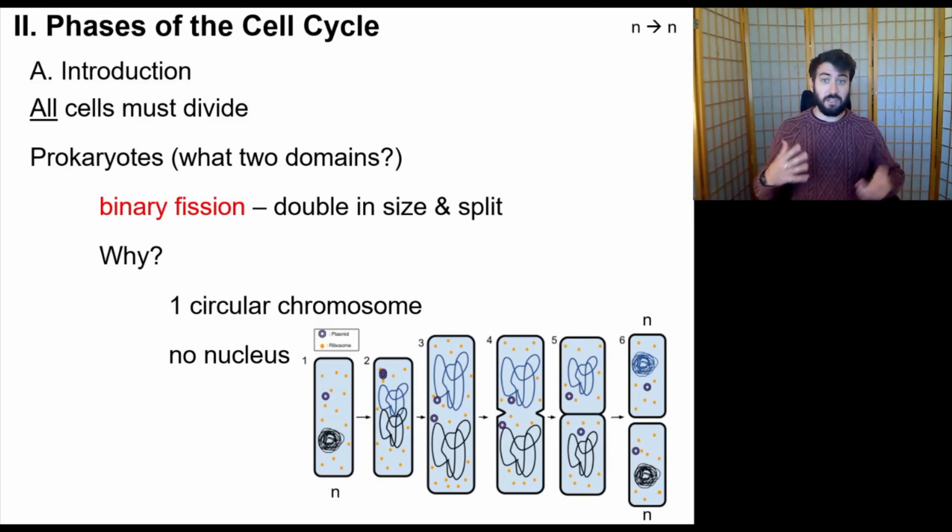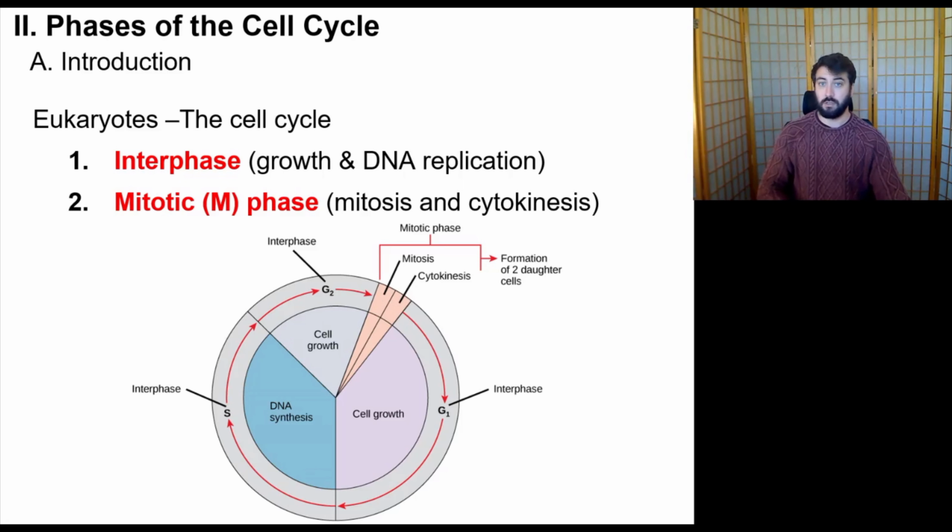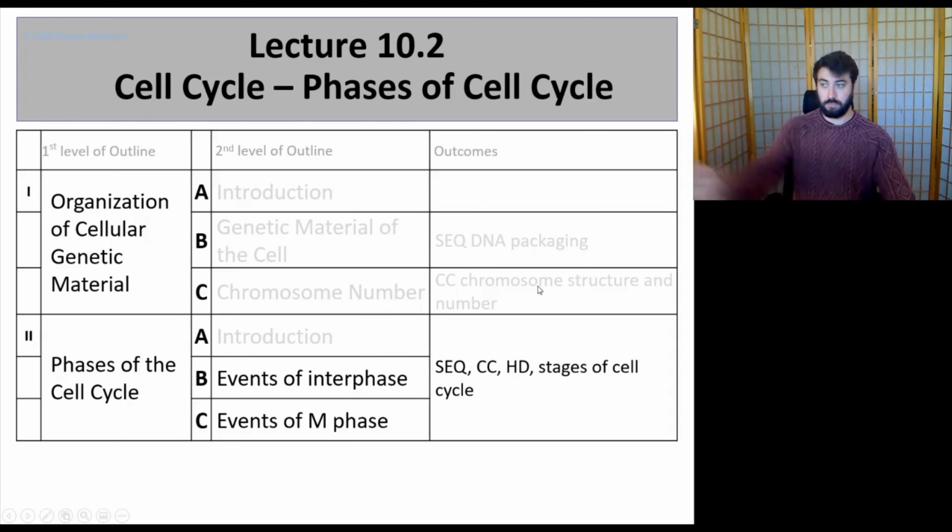Eukaryotes, on the other hand, are a little bit more complicated. They go through a cycle consisting of two major phases. Interphase, in gray here, where the cellular growth and DNA replication happens, and the mitotic phase, where the actual process of eukaryotic cellular division occurs, also known as mitosis and cytokinesis. Now, we're going to talk a lot more in detail about that next lecture, in lecture 10.2. We'll talk about interphase and M phase, or mitotic phase.